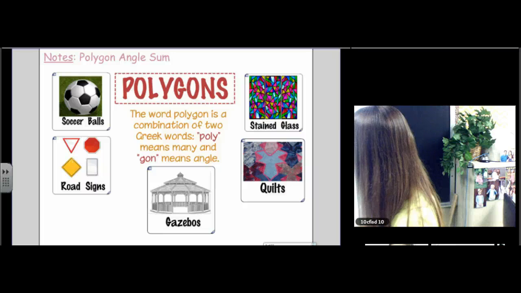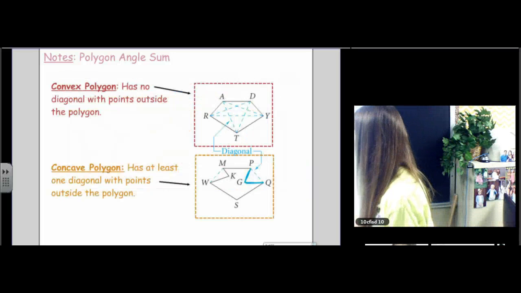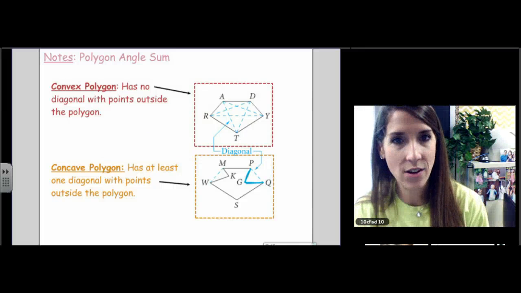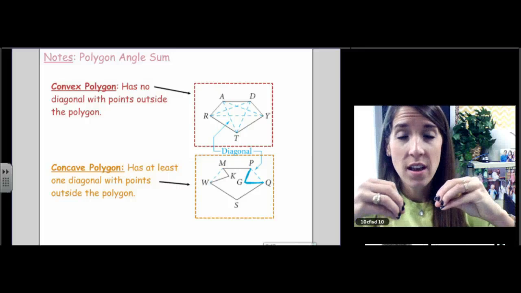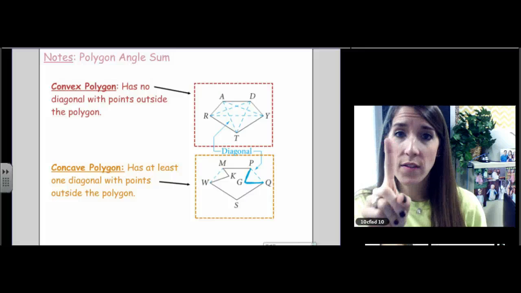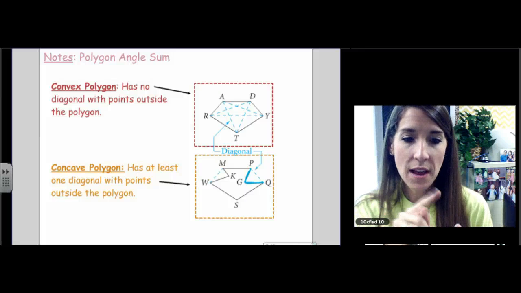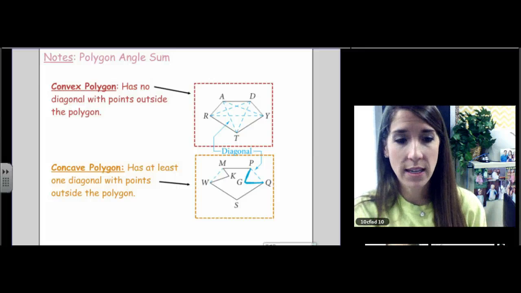Look, the side kind of like caved in right there. How do you test if it's concave or convex? If you draw all the diagonals and they all lie inside, then it's convex. If the diagonals of even one of the sides lie outside, then it's concave. So see how M to W, that dotted line, lies outside the polygon? That's what makes it concave.